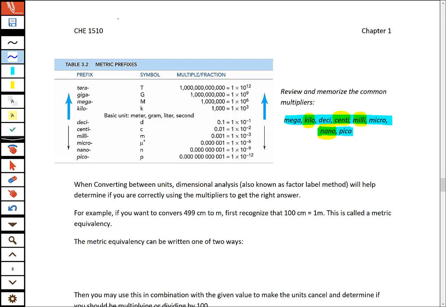So what I have memorized is this, and it doesn't matter what your base unit is, whether it's meters or grams or liters. Let's just stick with meters. So if we look at 1 kilometer, that's equivalent to 1,000 meters. If we look at centimeters, there's 100 centimeters in 1 meter. There's 1,000 millimeters in 1 meter.